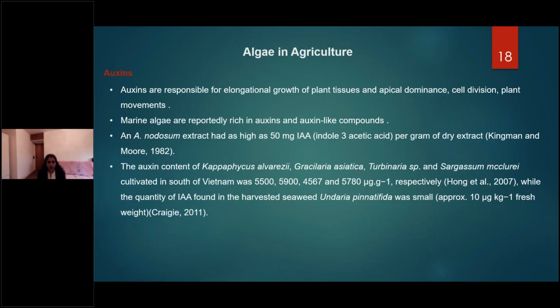While the quantity of indole acetic acid in harvested seaweed of Undaria pinnatifida was very small compared to the rest of the species which I've already mentioned: Kappaphycus, Gracilaria, Turbinaria, and Sargassum.